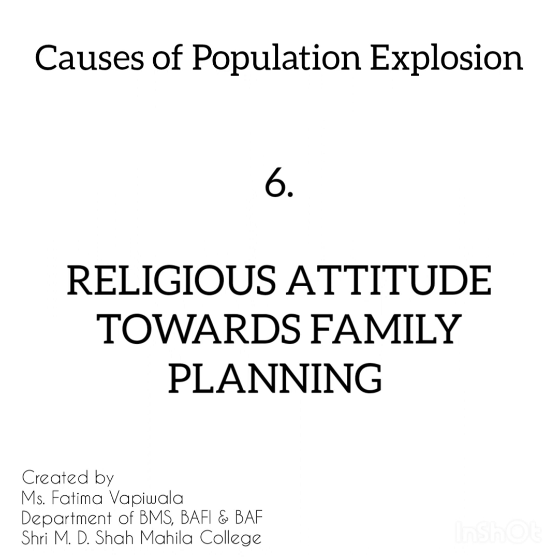Sixth point, religious attitude towards family planning. There are many orthodox, religious, and conservative people out there who are against family planning measures. For example, in a country like India, people normally believe that बच्चा भगवान की देन होता है, and which is why they are against the idea of aborting the child or using any kind of contraceptives. This in turn leads to population explosion.